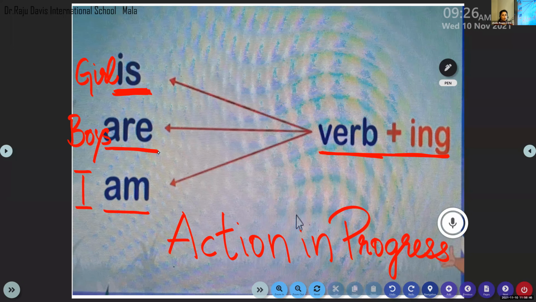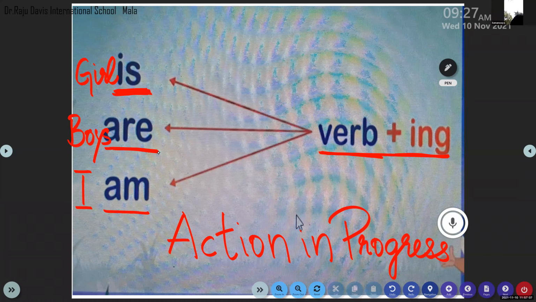Now all of you say the form of action in progress once more. All of you open your mouth and say it. Am, is, are, plus verb, plus ing.